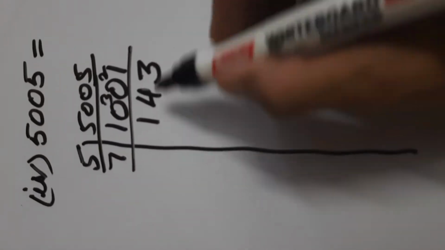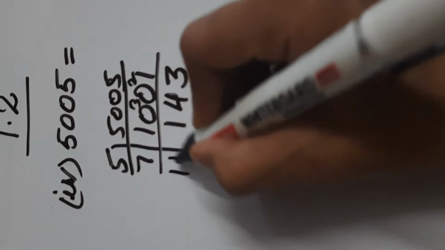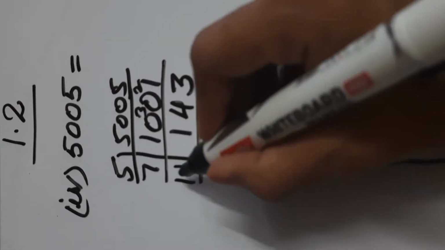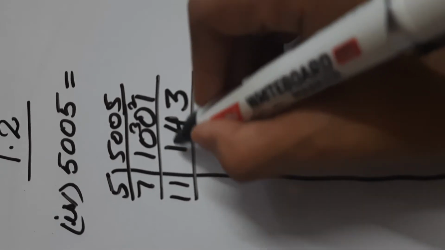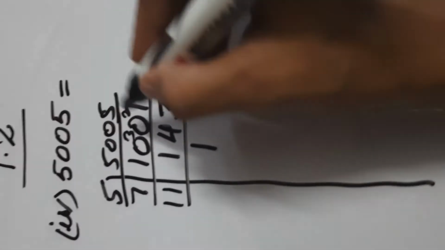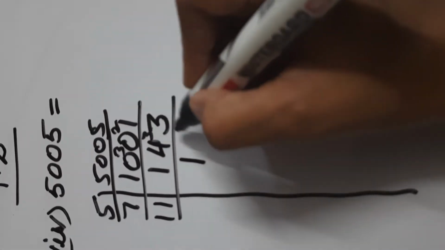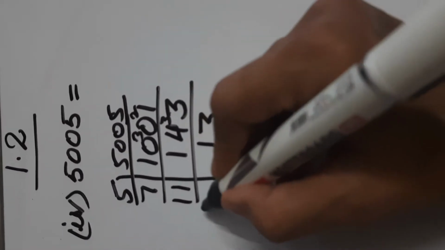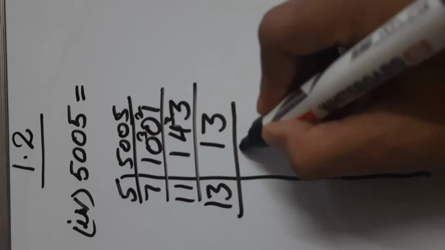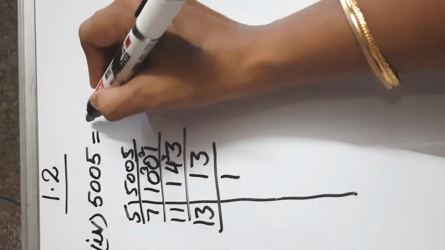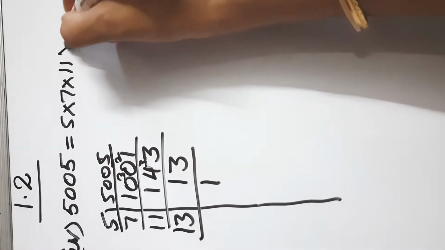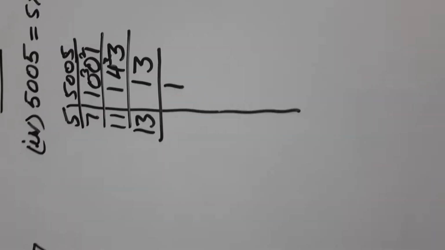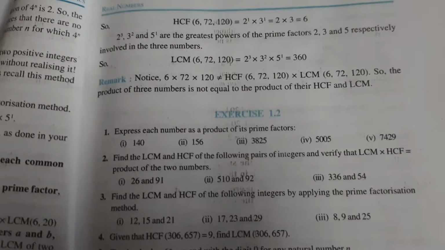So now it is divisible by 11. 1 is not divisible by 11 as it is smaller. We will combine it with 4, 14. 11 ones are 11, balance is 3, 33. 11 threes are 33. So now 13 is prime, so 13 ones are 13. So the prime factors of 5005 are 5 into 7 into 11 into 13. In the same way, dear students, solve the remaining parts of this question yourself.